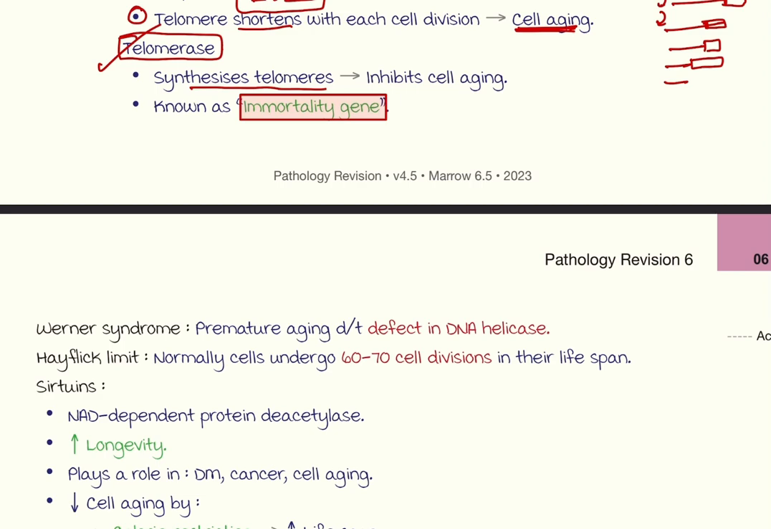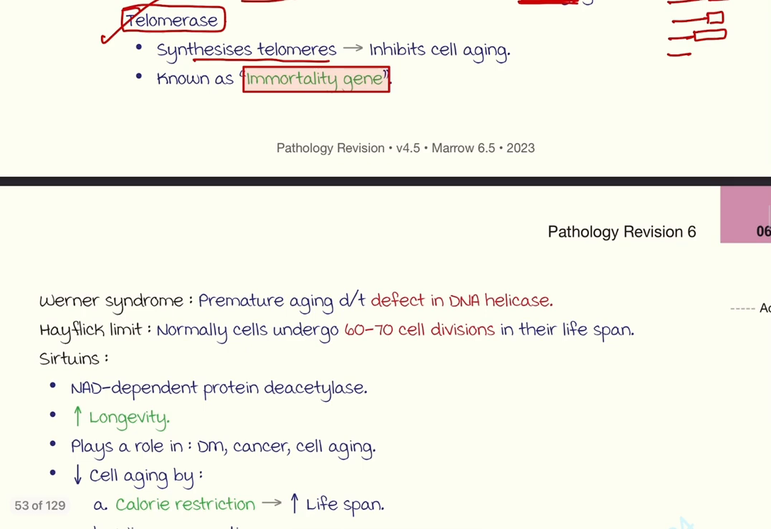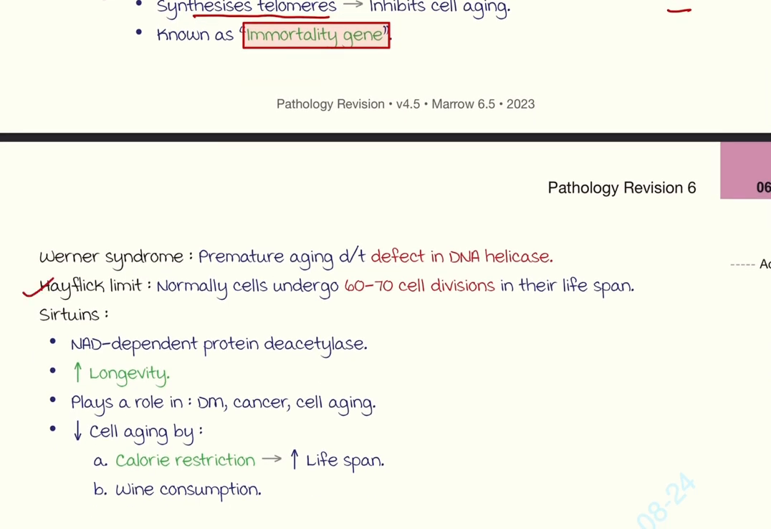It is an important component of cancer cells, because they have no Hayflick limits. The cancer cells usually have high telomerase activity, that's why they can divide for a lifetime. So this is what Hayflick's limit is. I told you normally cells undergo 60 to 70 cell divisions in their lifespan.